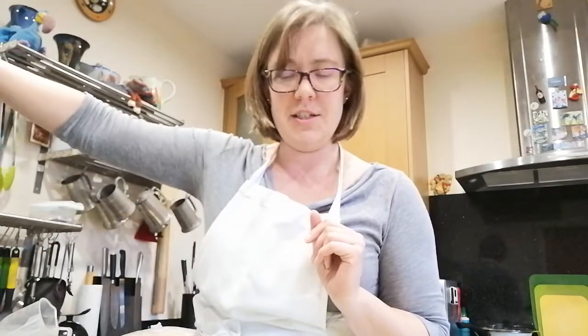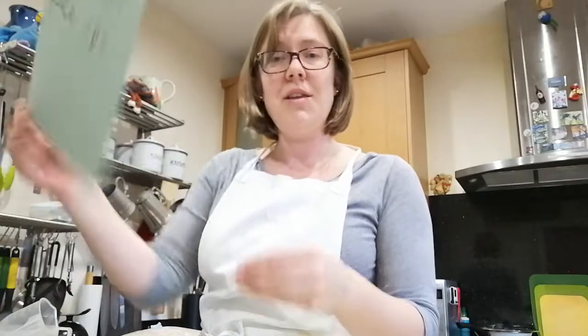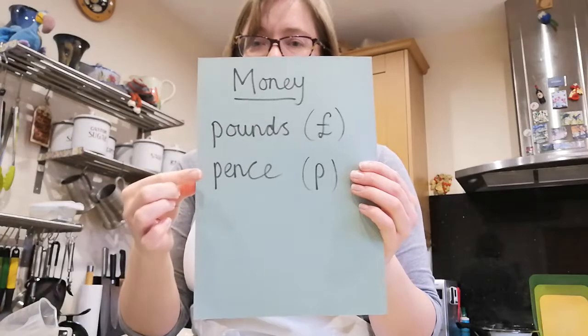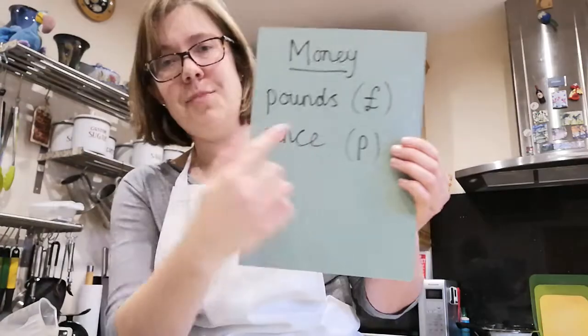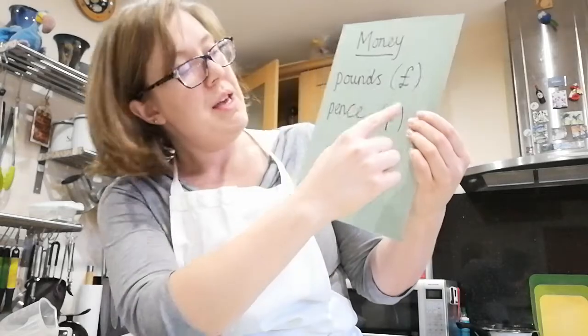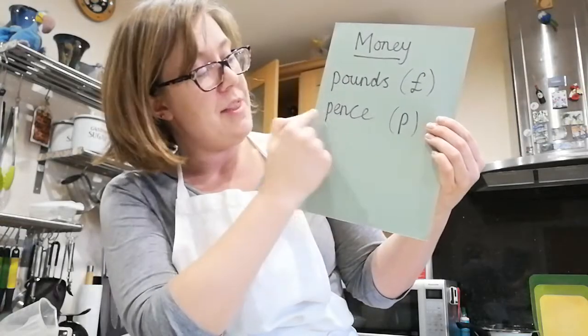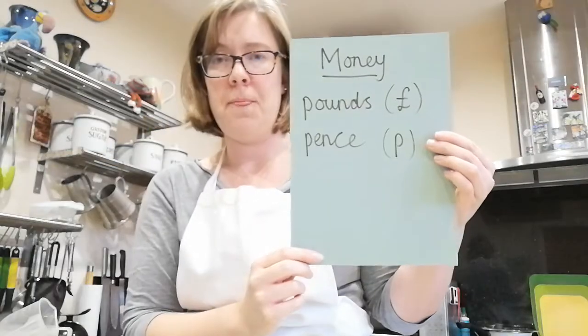I could either sell my delicious cake. I don't think I'd want to do that. Or maybe I needed to buy the ingredients. And to buy the ingredients, I need some money, which means I need some pounds and I need some pence. Okay, pound symbol is quite tricky to draw. It's almost like a capital E with a twirly bit at the bottom and the top. And then the sign for pence is P.